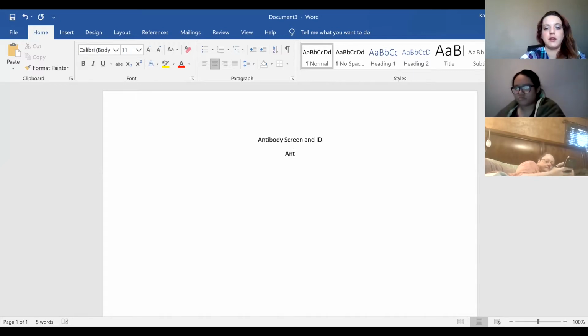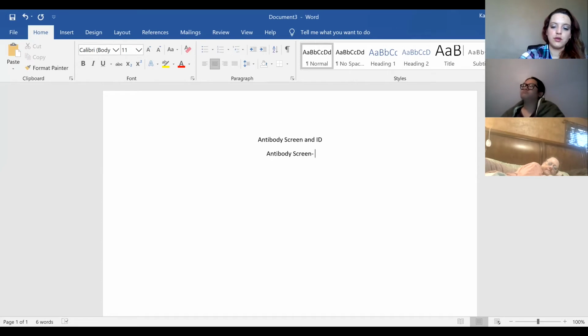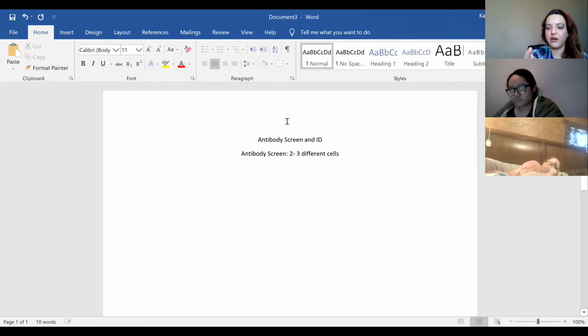So your antibody screen, what does that sound like? Does that sound like more in-depth or less in-depth? A screen versus a panel. Wouldn't your screen be less in-depth than the panel? Correct. So your screen's going to have 2 to 3 different cells. You know how you have a little bottle for each one, like the set of 3 red ones, antigen 1, 2, and 3? And then you have a little packet that goes with it that you're supposed to guard with your life. Okay, so that's your antibody screen.